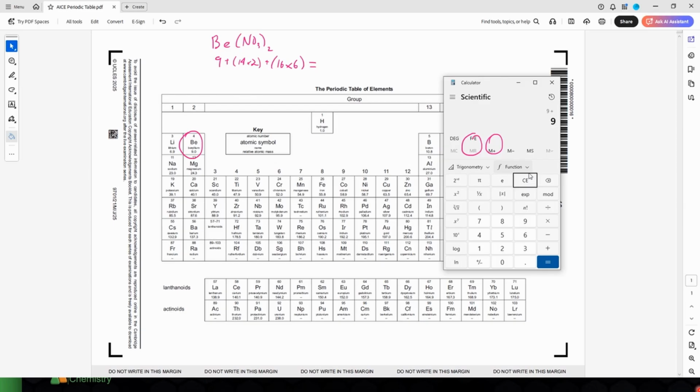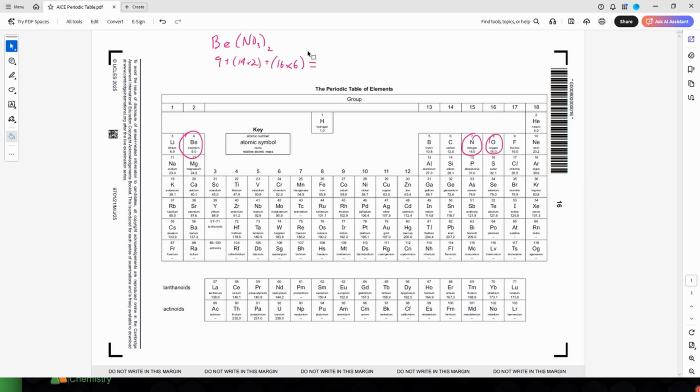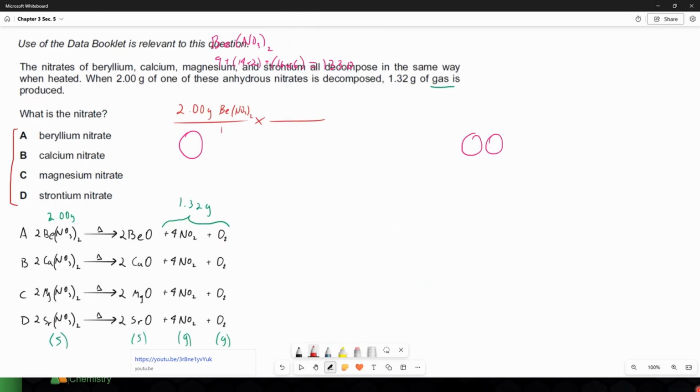9 plus 14 times 2 plus 16 times 6 gives us 133 is the molar mass of beryllium nitrate. So it's 133.0. So let's go back and put that into our work. And I'm actually going to write this down because it's going to become important later on. So it's 133.0. I'm going to go ahead and write that here.